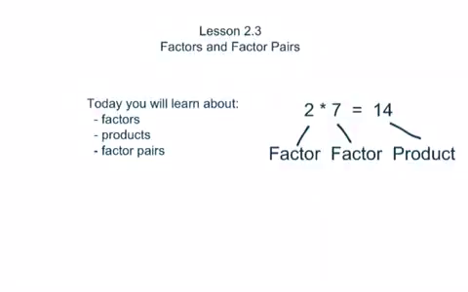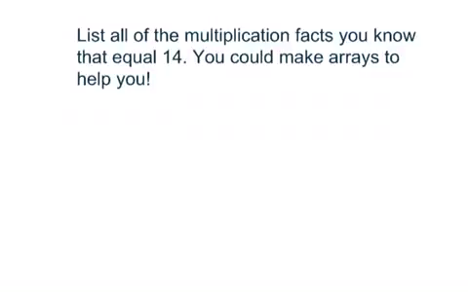Make sure you get this written down, get it dated for today in your math notebook, and when you're done with that, come on back. Okay, so the first thing I want you to do is in your math notebook list all of the multiplication facts that you know that equal 14. You can make arrays to help you if you'd like. When you think you have that done, come on back.